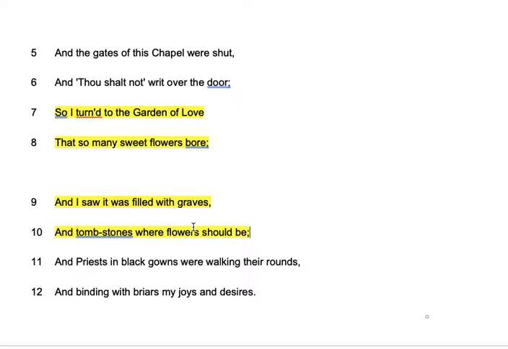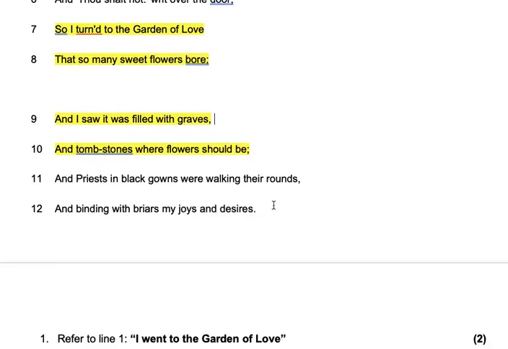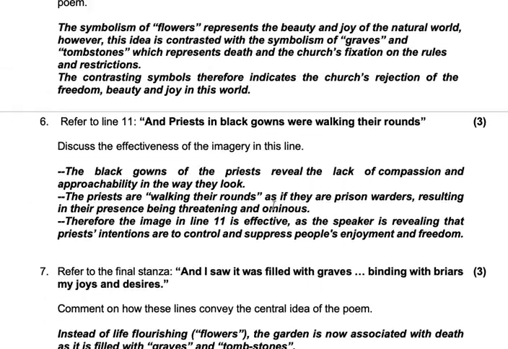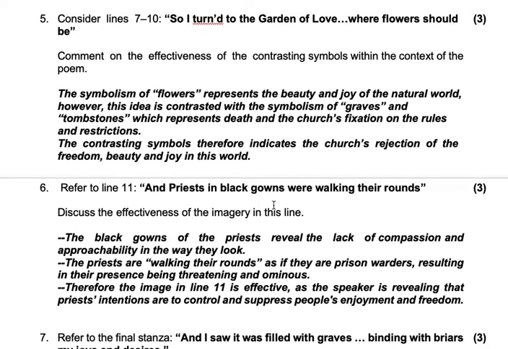"So I turn to the Garden of Love that so many sweet flowers bore, and I saw it was filled with graves and tombstones where flowers should be." Okay, so I've got an idea of what's going on. Okay, where was that? Question 5, I think. Comment on the effectiveness of the contrasting symbols within the context of the poem.